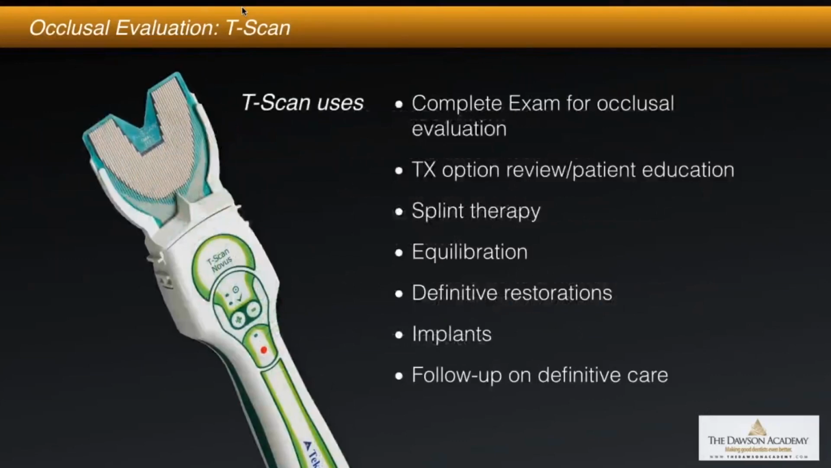At the Dawson Academy, we use the T-Scan. Again, you don't have to start out with this, but when you get to that level, if this is where you want to go, I use it as part of the complete exam towards the end. It helps me show function for a patient. I'll use that as part of our treatment option review. I'll use it for splints, meaning I'll dial my splints in with the T-Scan. I want to be as accurate as I can with my dentistry. Same with equilibration, definitive restorations, implants.